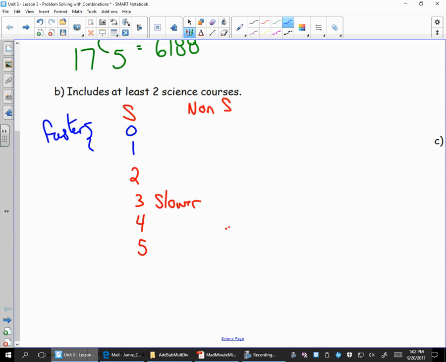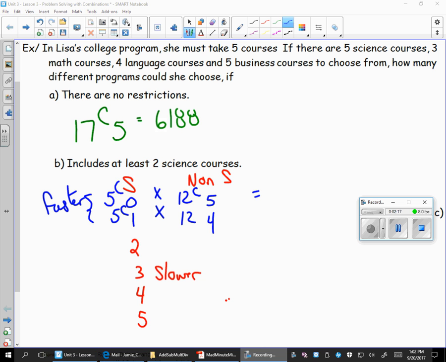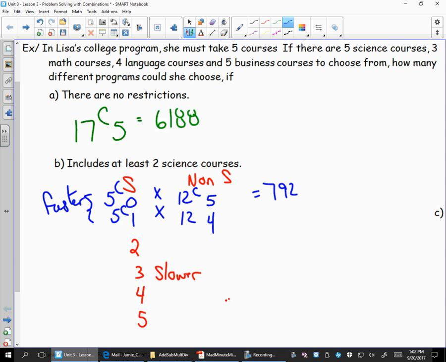Now we're implying if she's taking 0 science courses, that she has 5 non-science courses. 1 science course implies 4 non-science, and she has to select these. There are 5 science courses to choose from, which means there are 12 non-science. Then we're going to multiply because we need to do both of those things. So if we do that, we can figure out each case separately. 792 and 2475. Right? 2 cases pretty quick to figure out.